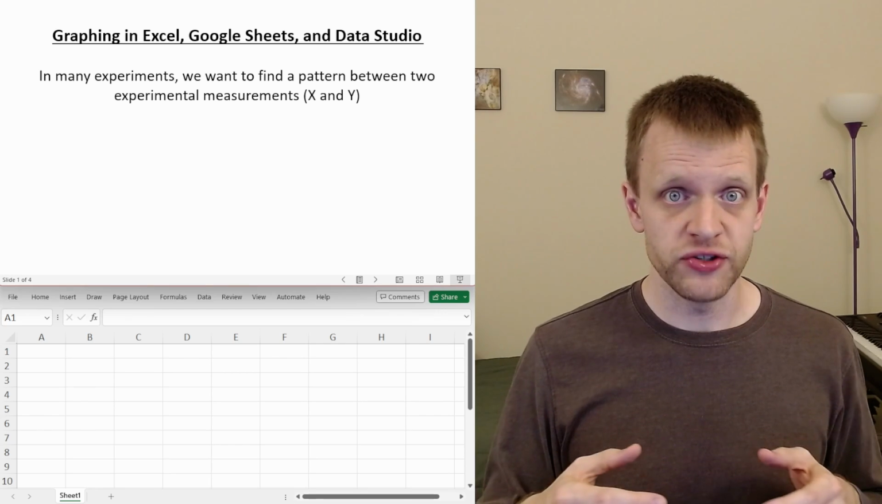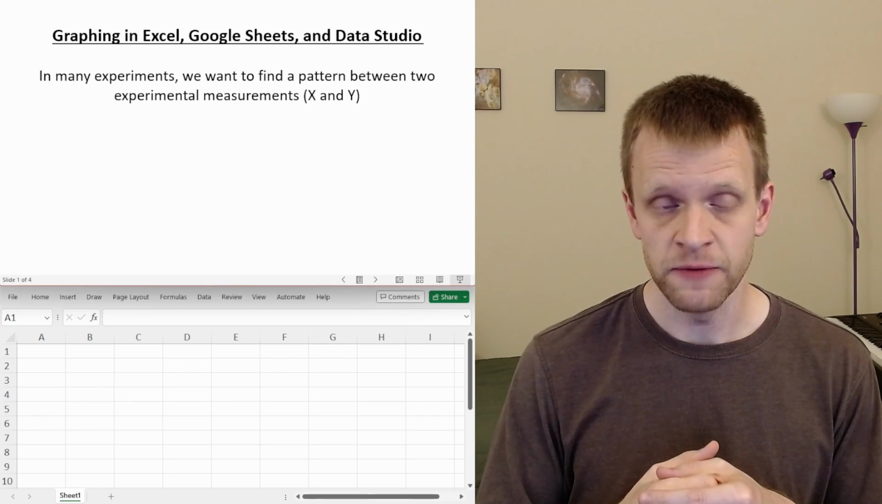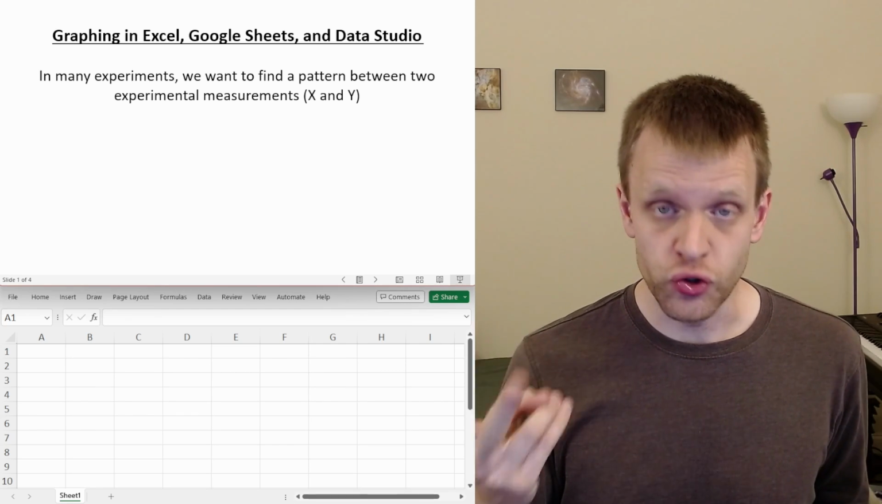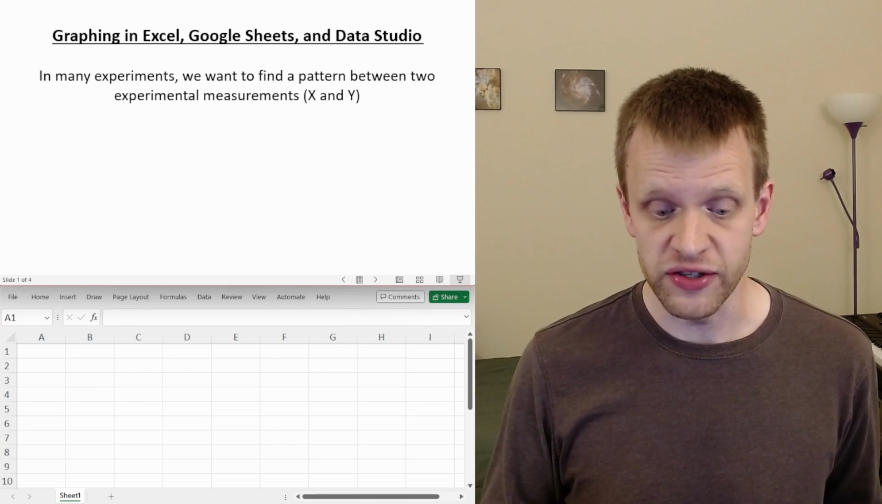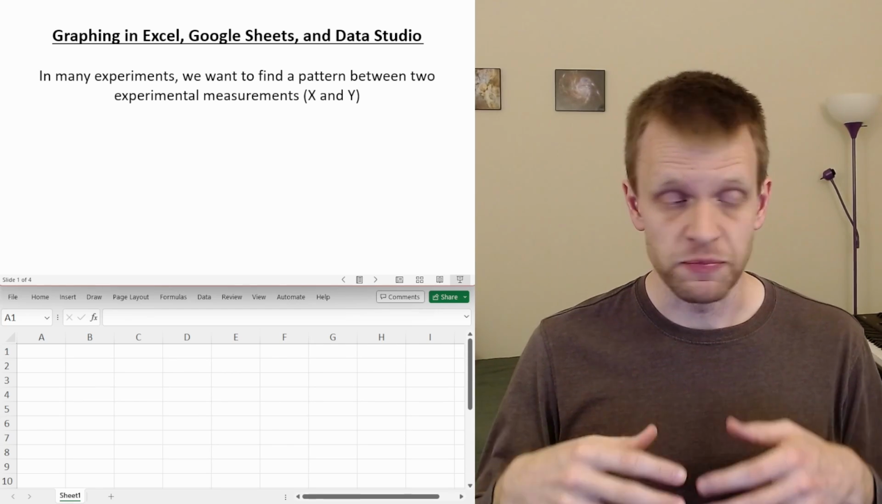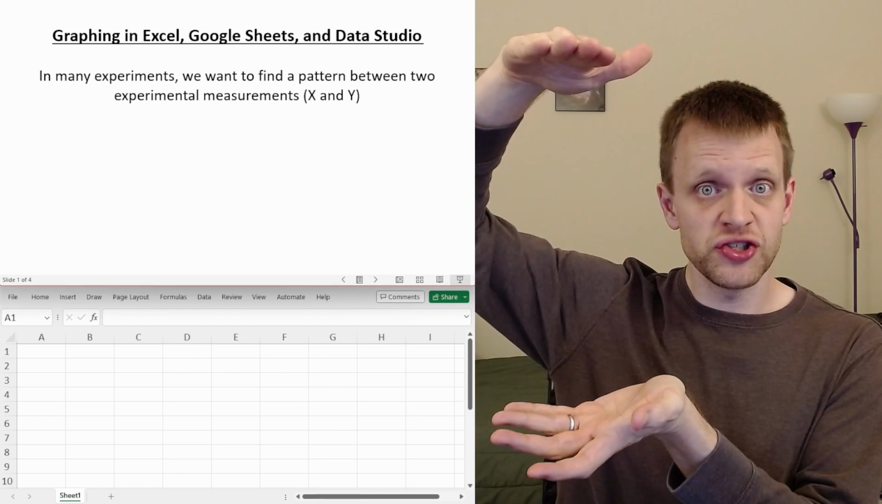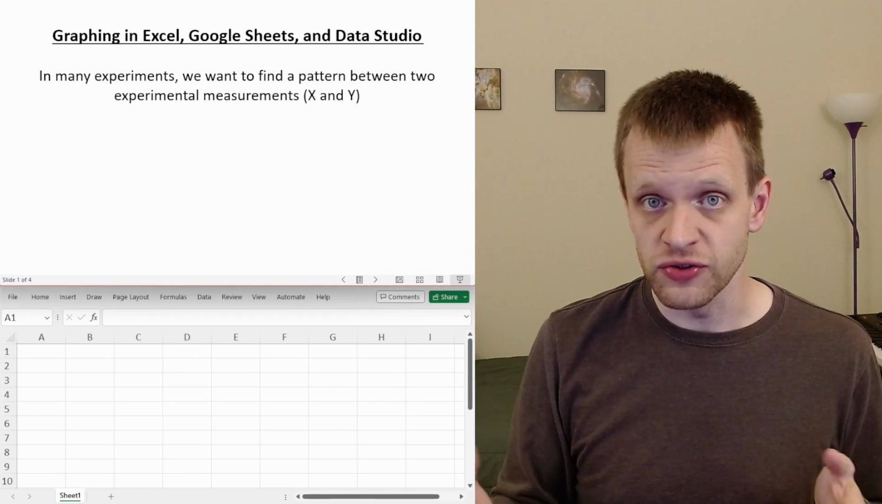So scatter plots are used a lot in analyzing different kinds of scientific data. Let's say I have an experiment where I've got two measured quantities and I'm trying to find a pattern between those two measured quantities. It could be something on projectile motion. So I'm dropping an object from different heights and I'm measuring how long that thing takes to fall. So those could be my two variables.